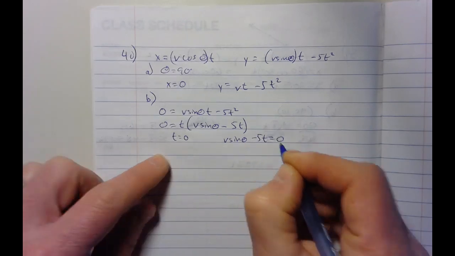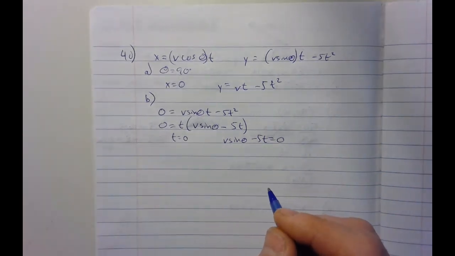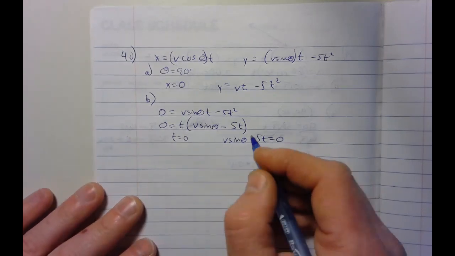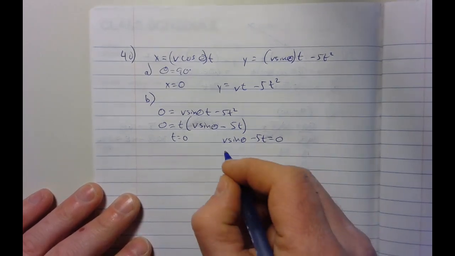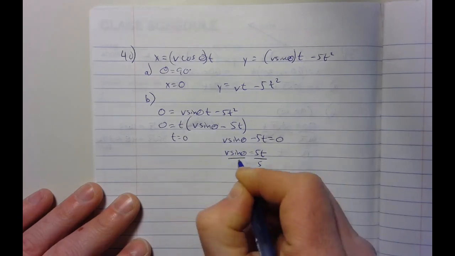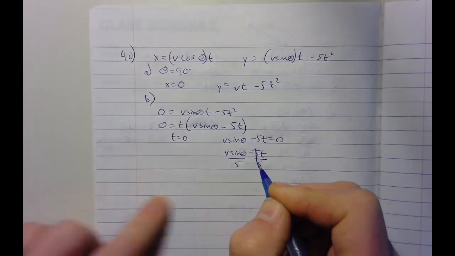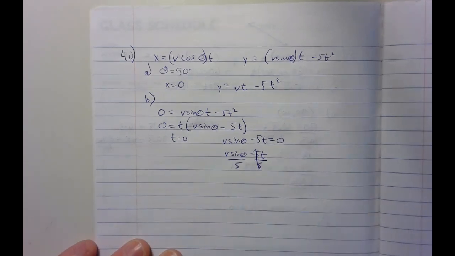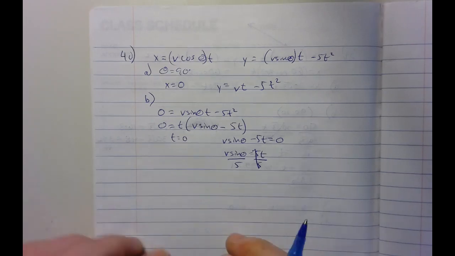Of course, when you shoot the cannon, it's on the ground, so t equals 0 maybe represents coming right out of the muzzle. But this is the other time it's going to hit. So v sine theta equals 5t. I divide by 5, and that gives me the time that it talks about in part B. So this shows when it hits the ground.